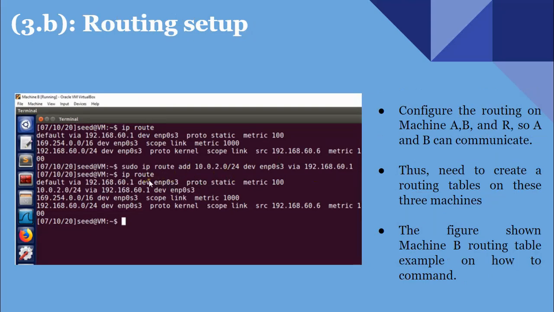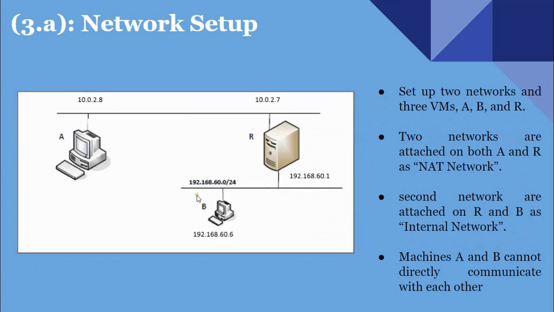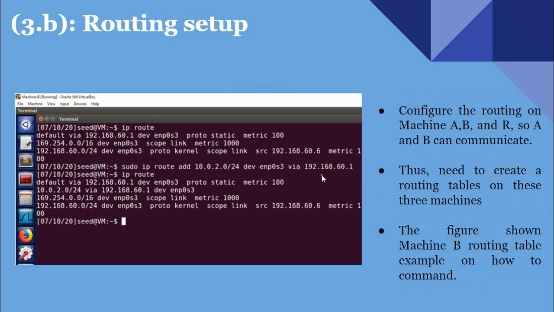Device enp0s3, that's why I add it here, via the hop at the IP address of the router. What I mean is the hop is which router we use on the path to communicate with machine A. Machine B will go here first before arriving at machine A. That's why we need via machine R's IP address here.